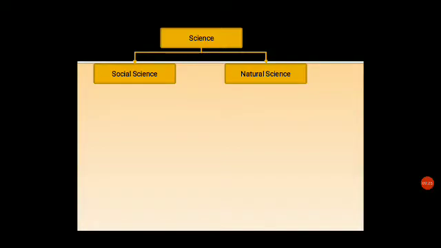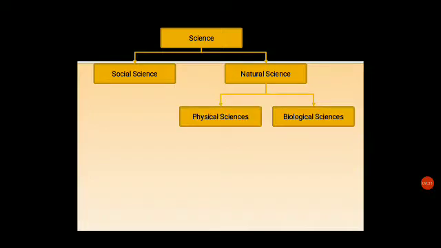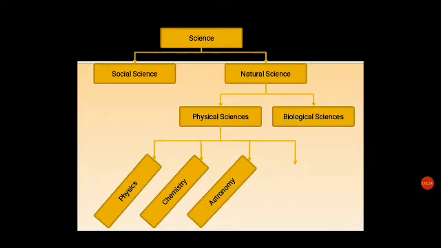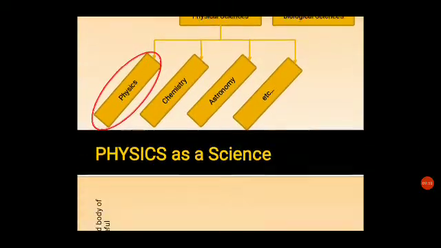Okay. So basically, when we talk about science, it can be dichotomized into two. We have social science and natural science. In natural science, we have biological and we have physical sciences. Biological sciences deals with matters with life characteristics, while physical sciences deals with matter that has no life characteristics. So under physical sciences, we have physics, chemistry, astronomy, and of course, among others, geology and all. So we're going to focus more on physics.